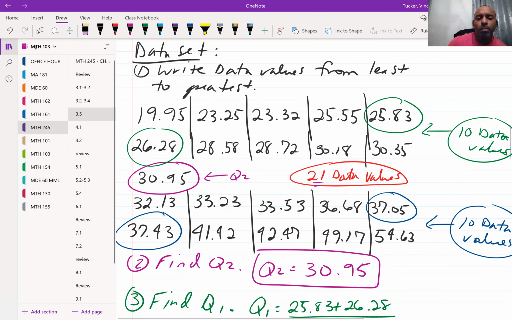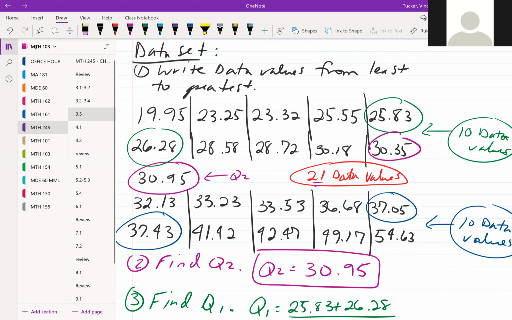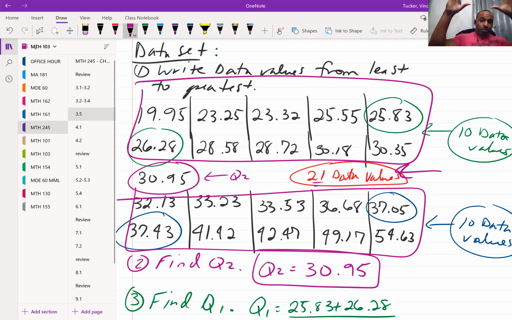Now, the last number in that first half of the data set is 30.35, and right here is 30.95. Oh, okay. I see what you did. Okay, got it. Just make sure we're clear. I think she knows what I did now, but make sure nobody else has a question. I have 10 data values up here, 10 data values up here, and then one in the middle, and that adds up to my 21 data values. I split it up into half, the middle value, and then the other half.